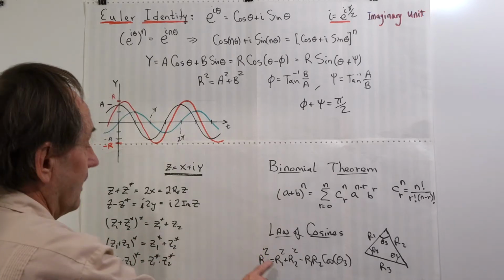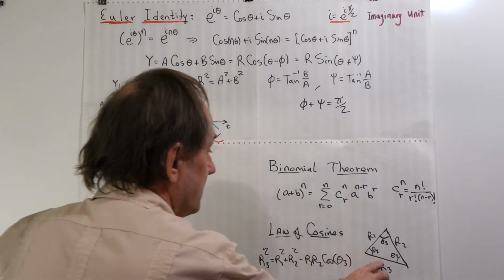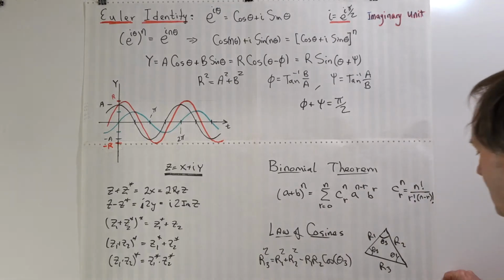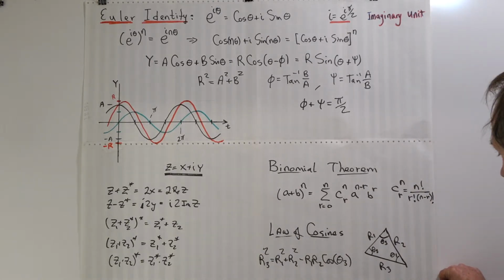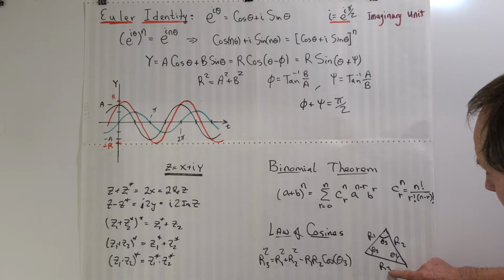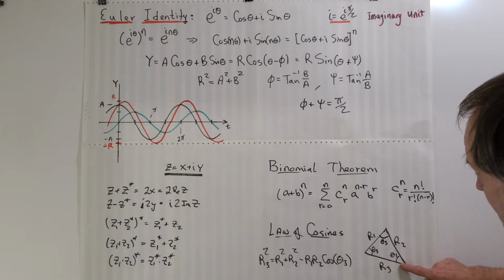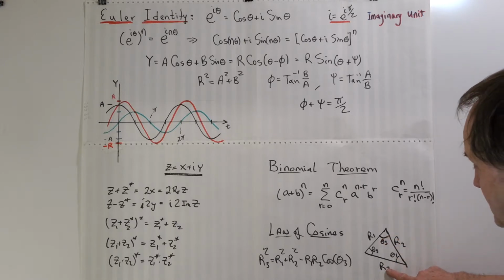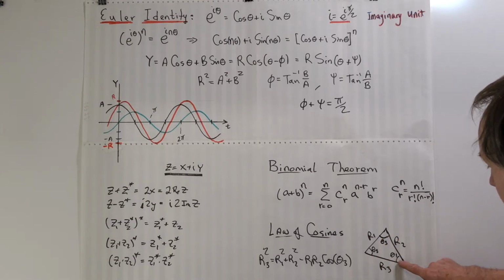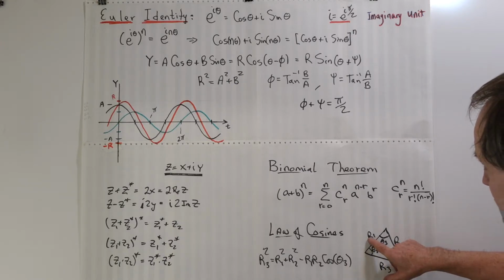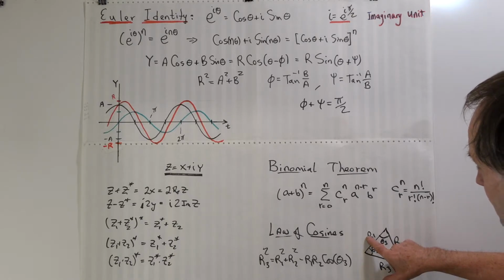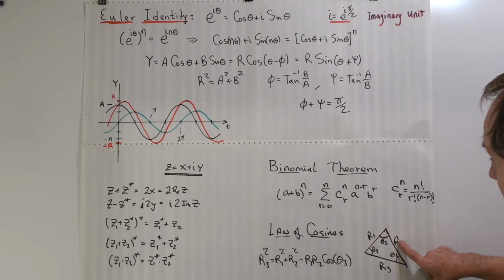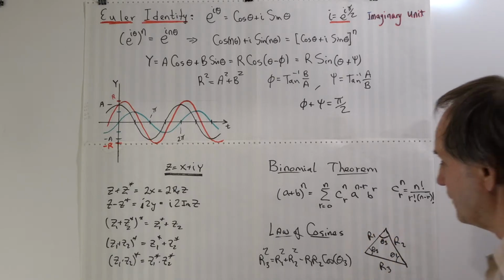I also derived the law of cosines, which is, if we have a triangle and want to find an unknown side, if we know two sides and the angle between them, we can compute the third side. In this case, this side R3 will be: R3 squared is the sum of R1 squared plus R2 squared minus twice the product times the cosine of the included angle.